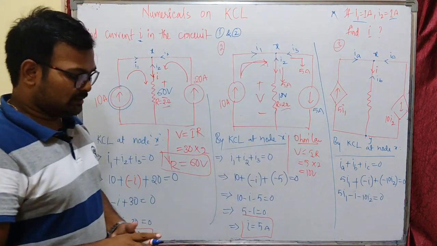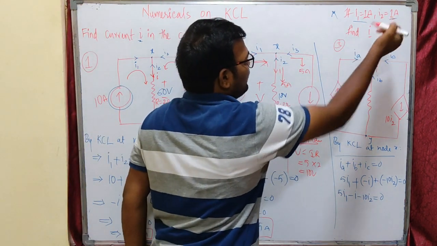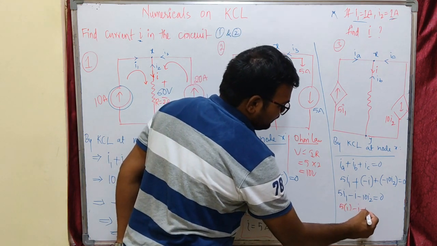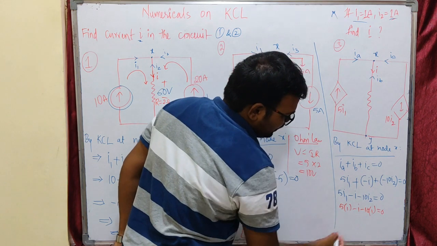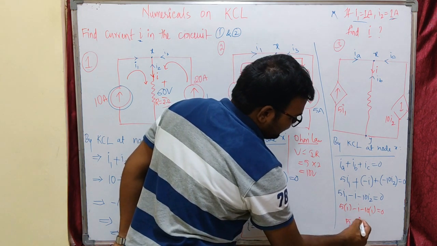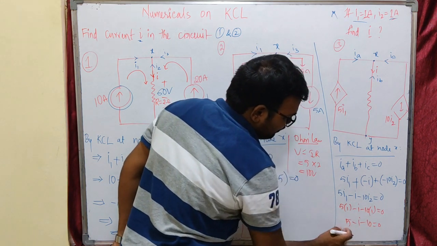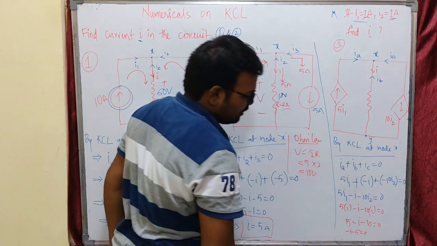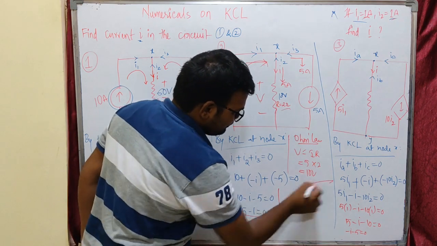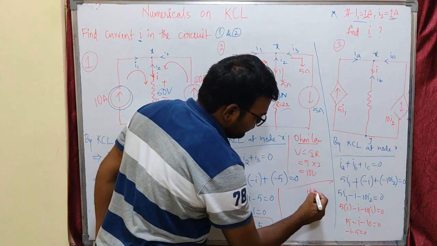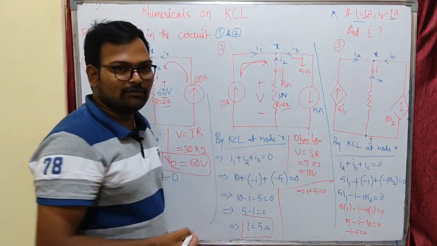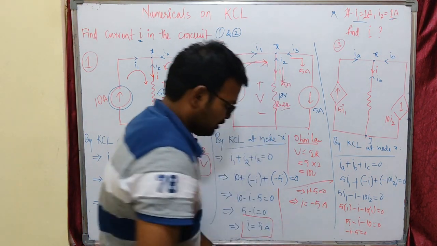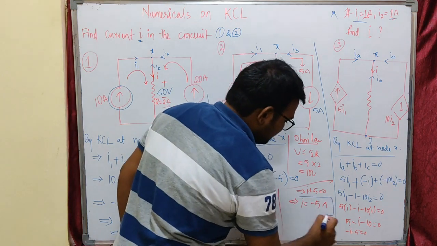The question mentions that I1 is 1 ampere and I2 is 1 ampere. I replace I1 with 1 ampere, minus I is to be found, and 10 into I2, where I2 is 1 ampere. So this will be 5 minus I minus 10 equal to 0. 5 minus 10 will be minus 5, so I write here I plus 5 equal to 0 if you multiply with negative on both sides. So the current I equals minus 5 amperes.